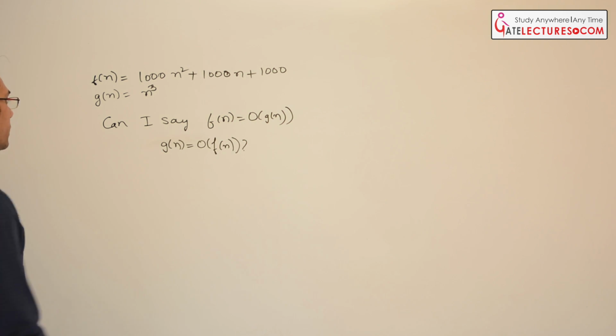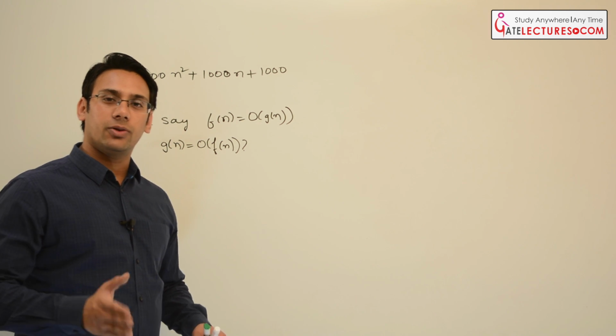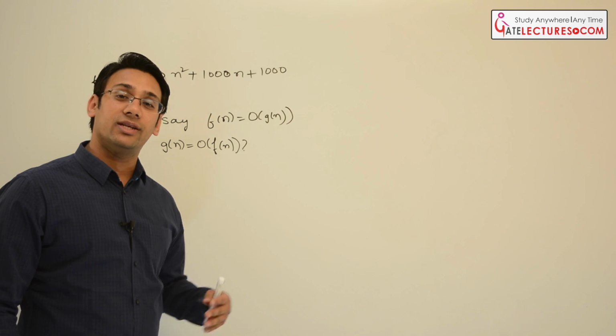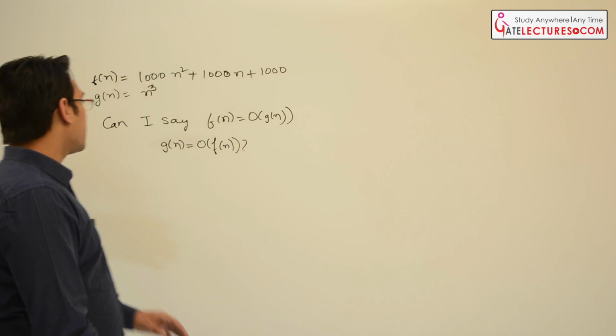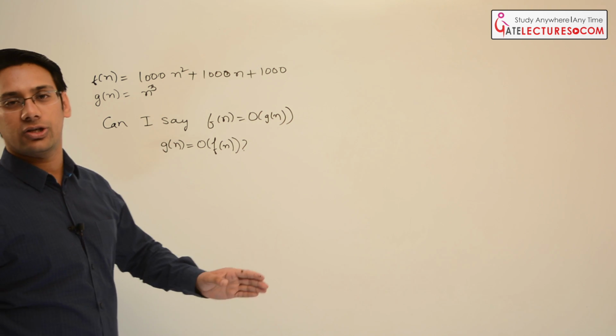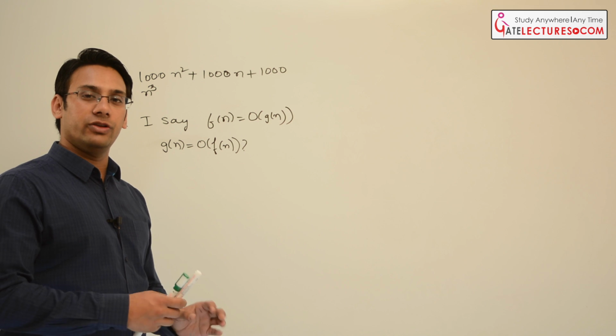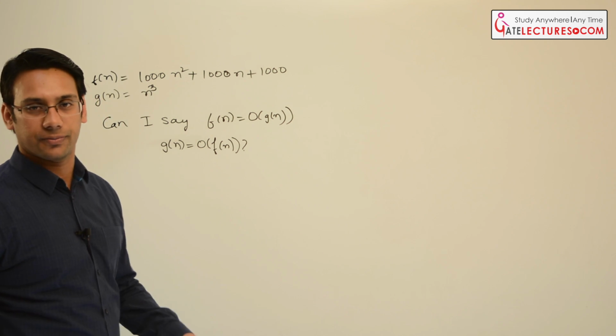Okay. Now see here, the value of Gn is n cube and the value of Fn is 1000 n square plus 1000 n plus 1000. Now the concept is asymptotic notation. It is going to tell what is the rate of growth of a function. That means out of these 2 functions, which function is having more steep growth as compared to the other function.